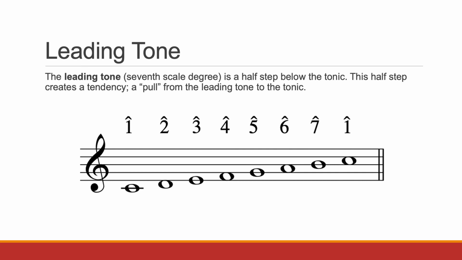The leading tone, the 7th scale degree, is a half step below the tonic. This half step creates a tendency, a pull from the leading tone to the tonic. So here's the high tonic and the leading tone, which is a half step below. So you often have a motion from 7 to 1.